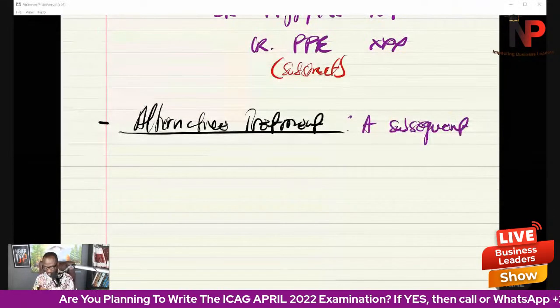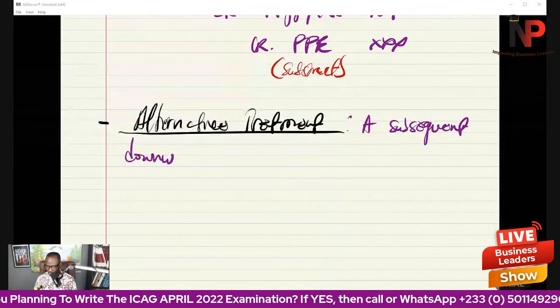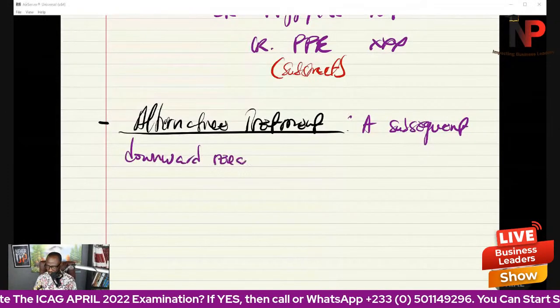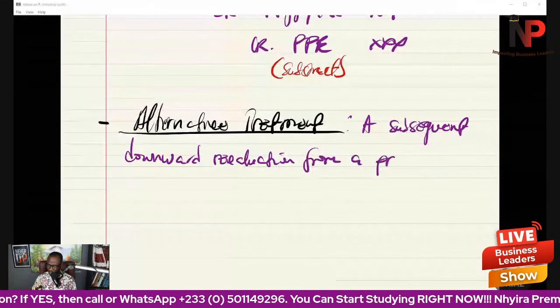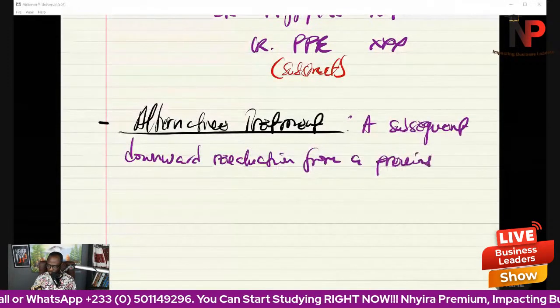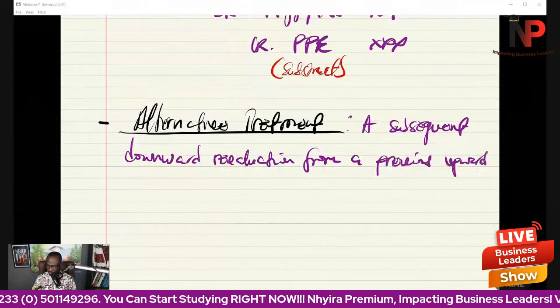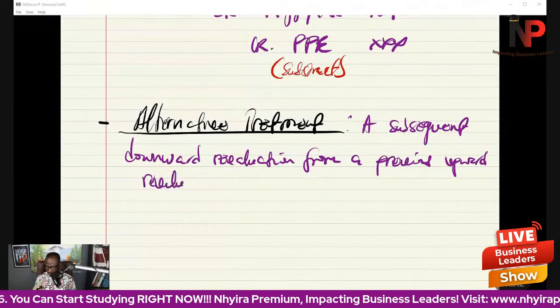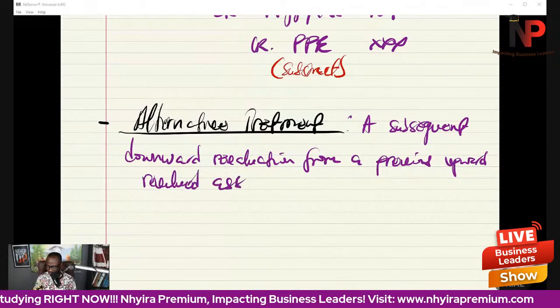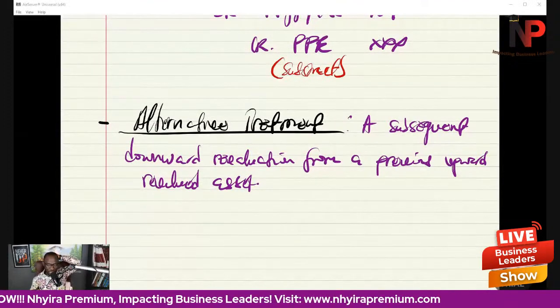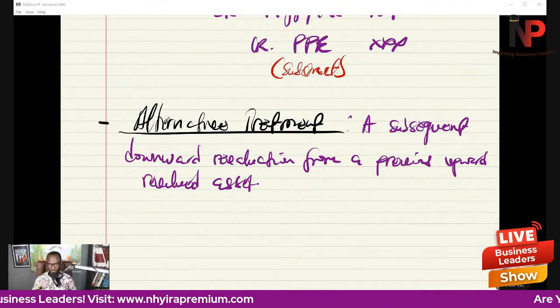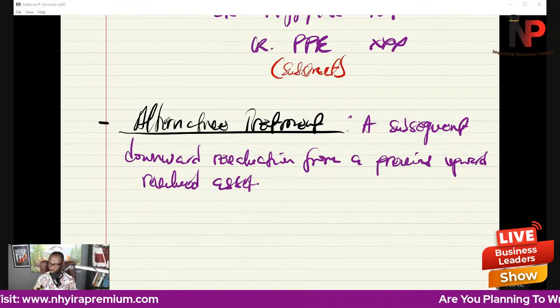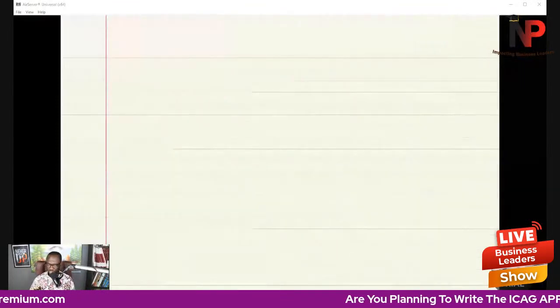So subsequent downward revaluation from a previously upward revalued asset. What does that mean? Again, I'm going to use an illustration to show you what exactly we're talking about here so that you get a context of what is going on. So let's take an illustration.